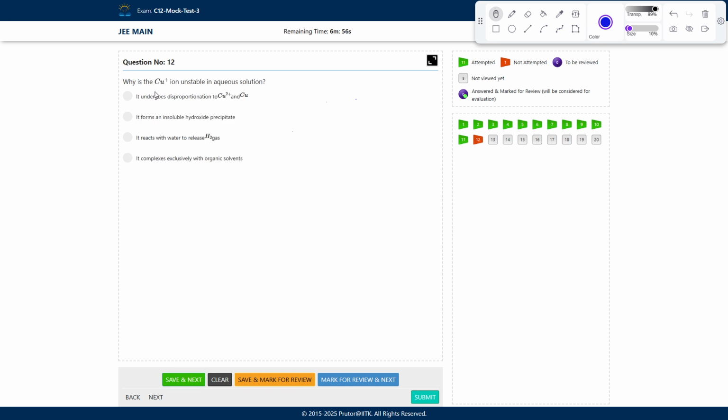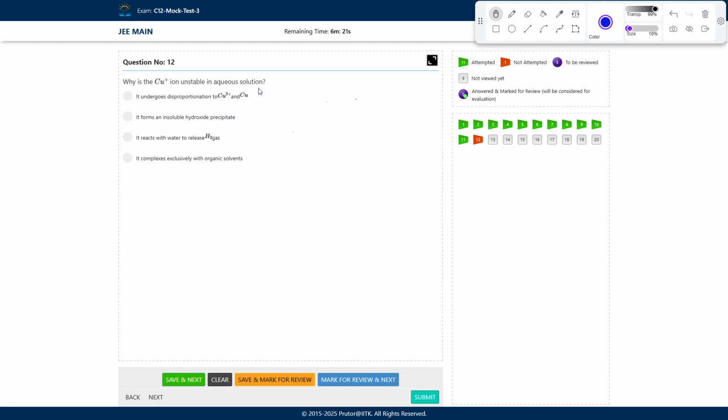Why is the copper positive ion unstable in aqueous solution? So you have to tell why copper positive is unstable. The options: it undergoes disproportionation to copper 2 positive and copper; it forms an insoluble hydroxide precipitate; it reacts with water to release hydrogen gas; or it complexes exclusively with organic solvents. So you have to tell which is the correct reason why the copper positive ion is unstable in aqueous solution.